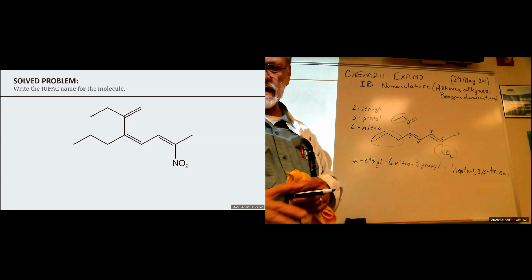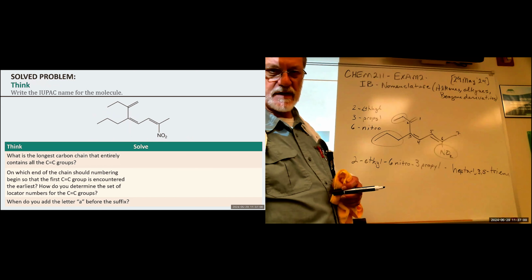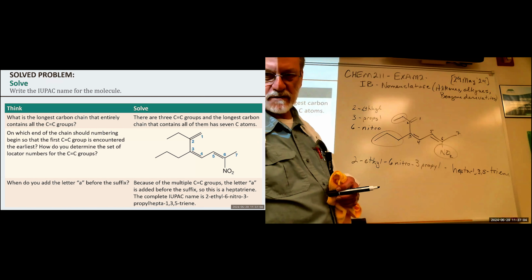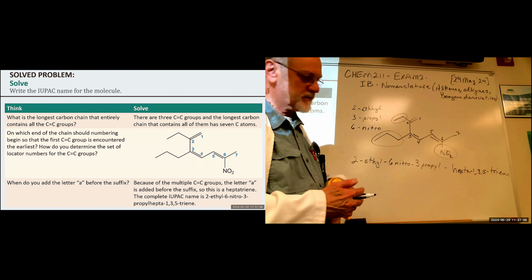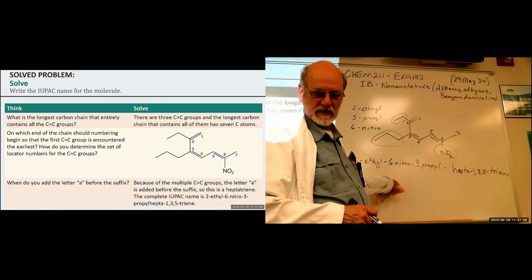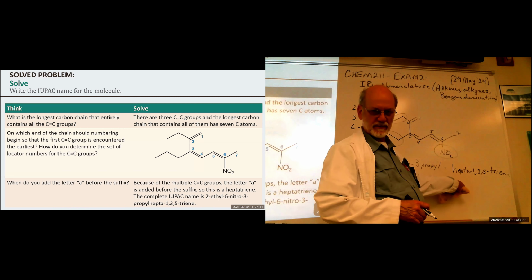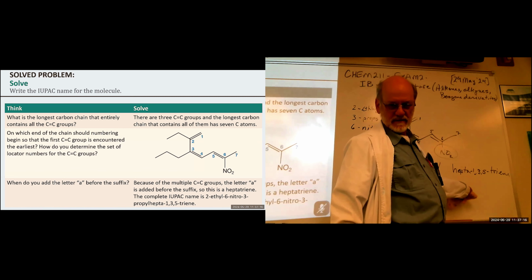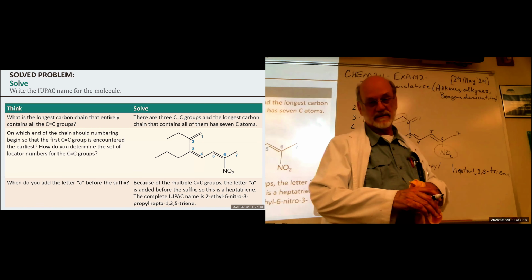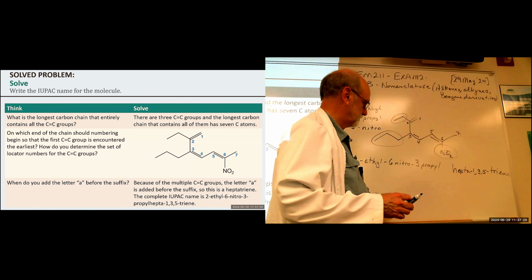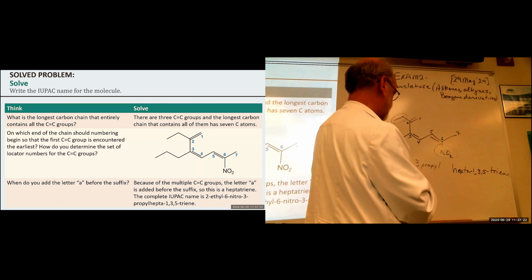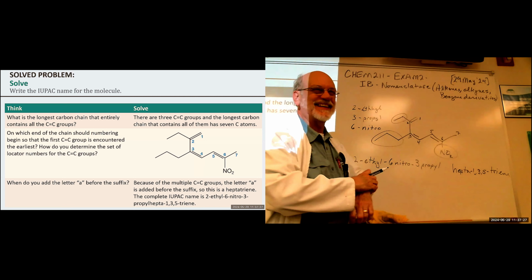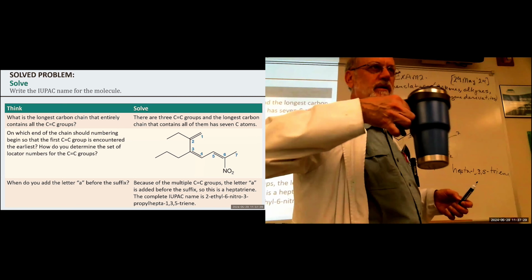After 1, 3, 5, 9. Now let's see. Okay, yeah, we did that right. 2 ethyl, 6 nitro, 3 propyl, hepta. Oh, we don't need that. Hepta 1, 3. Okay. Explain to me one more time why it's hepta and not hepto, because it's not the parent. Okay. Right. Sorry, I just had to talk.